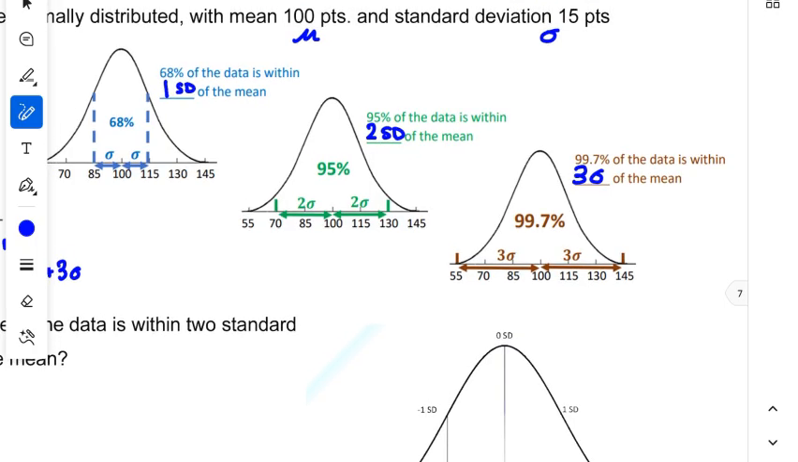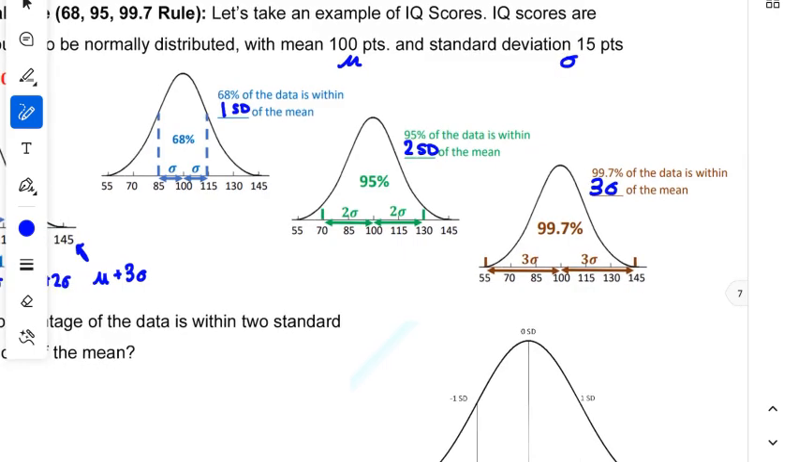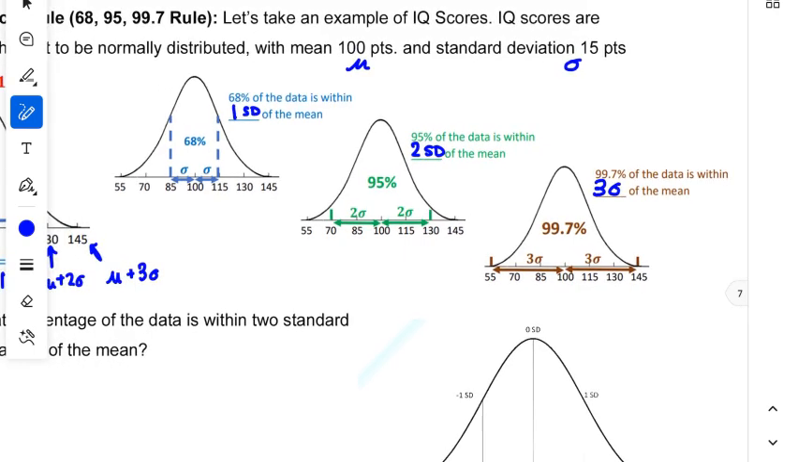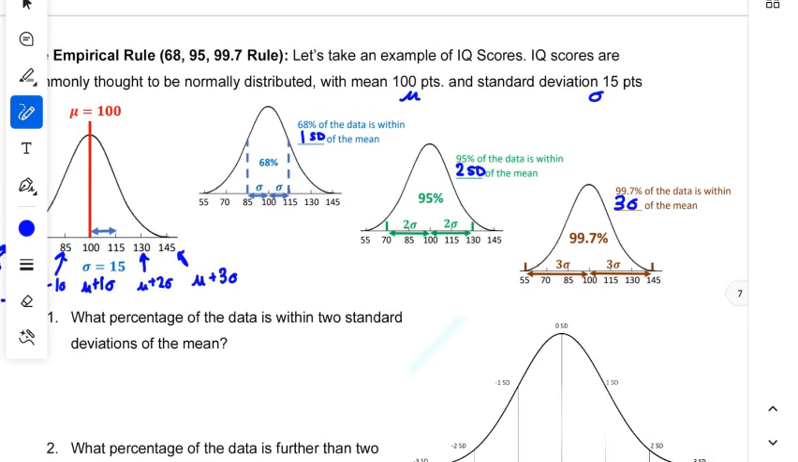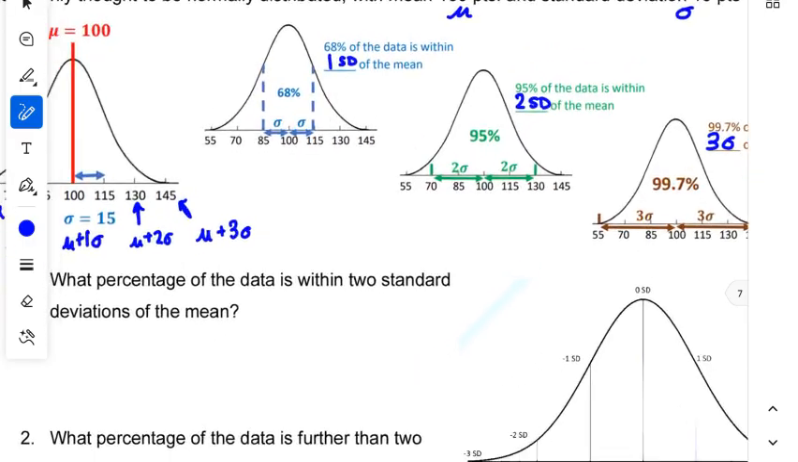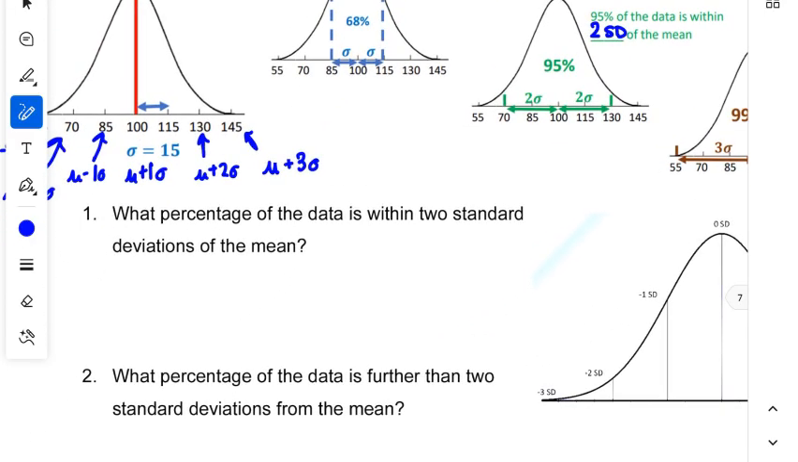The way that this rule came about is that a group of mathematicians found data and kept on doing it over and over and over again. And they found that this was always true: 68% of the data is within 1 standard deviation, 95% is within 2, and then 99.7% is within 3. Because it happened over and over again, it became a rule, and a rule that we can use. So let's look at our questions.